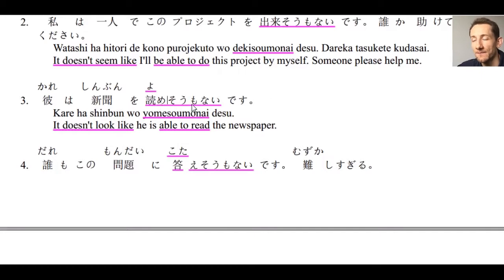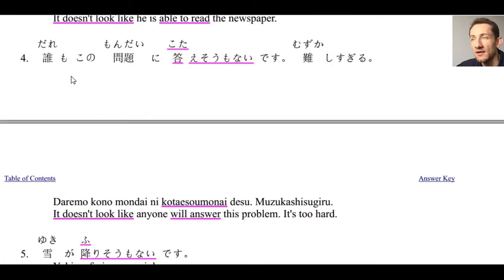Number four, 誰もこの問題に答えそうもないです。難しすぎる。So, it doesn't look like anyone will answer this problem. It's too hard. 問題に答えそうもない。So, this is a very important point right here. We don't say 問題を答える. We say 問題に答える. This will probably be on a JLPT test for sure. So, try to remember that.